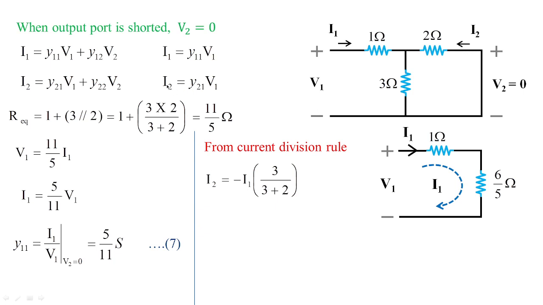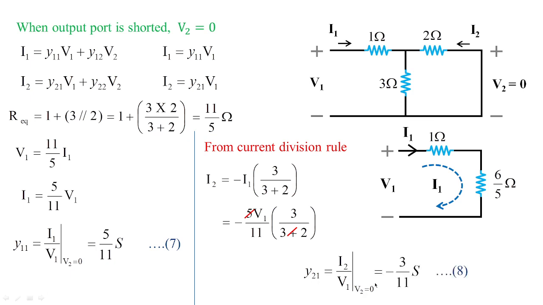So what is the requirement? I should get I2 in terms of V1. So I'm going to take the help of equation 7, that is I1 is equal to 5 by 11 V1. I'm going to substitute I1 in terms of V1 over here, so that I'm going to get the value as minus 5 V1 by 11. This term as it is 3 by 5. So here the like terms will go off, and hence I'm going to get the value of forward transfer admittance denoted by Y21, which is equal to I2 by V1 at V2 equal to 0, whose value is minus 3 by 11 Siemens. So this I'm treating as equation 8.